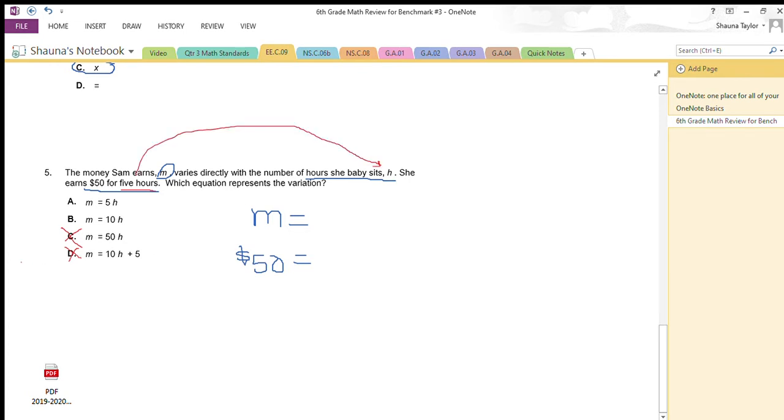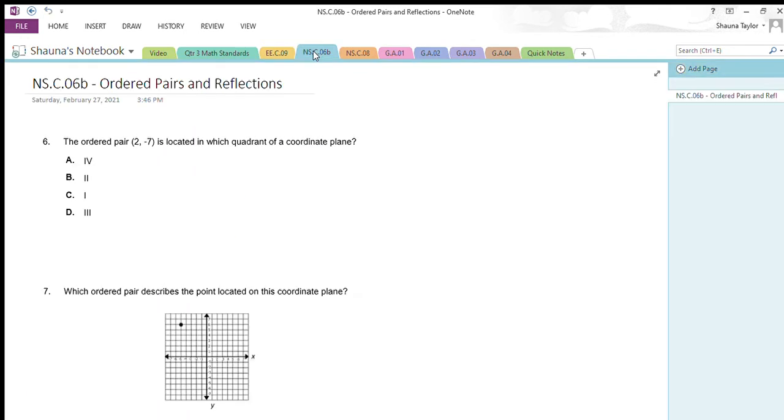So therefore, that tells me that she made $10 for however many hours she worked. So she got $10 for 5 hours, which gave her $50. So my answer is B. Okay, so those are problems that are going to be similar to what you might be seeing on your benchmark. Let's go ahead and go to the next portion.